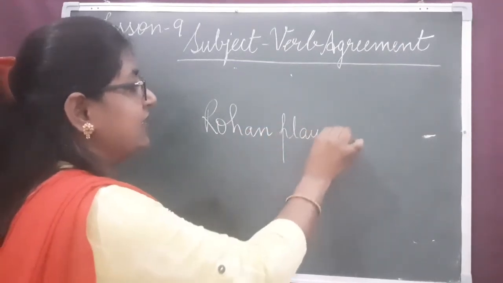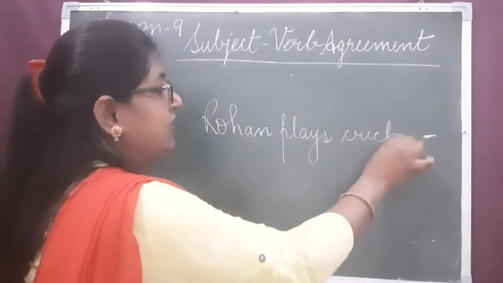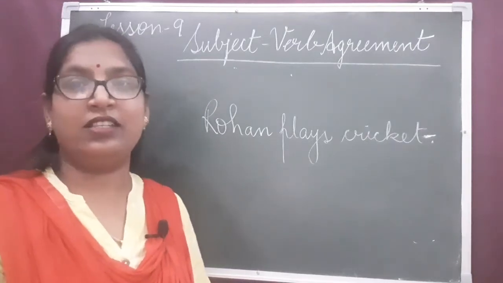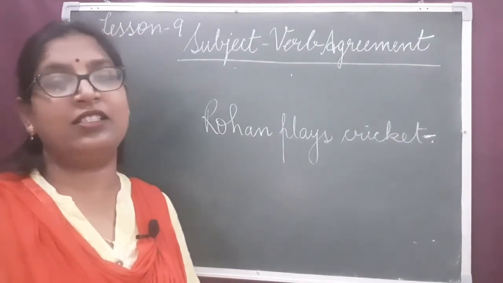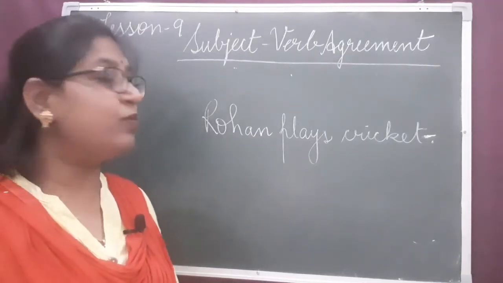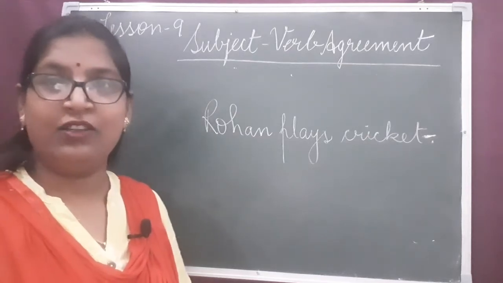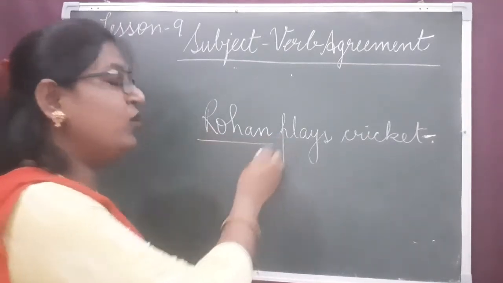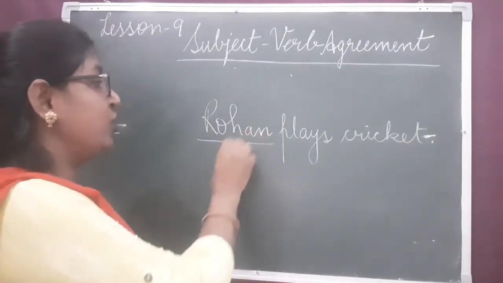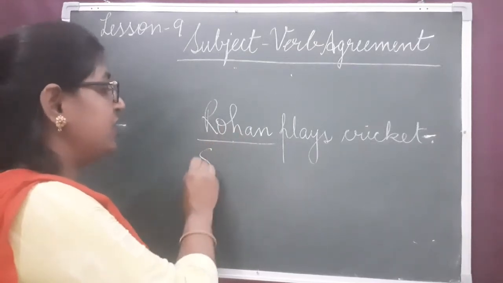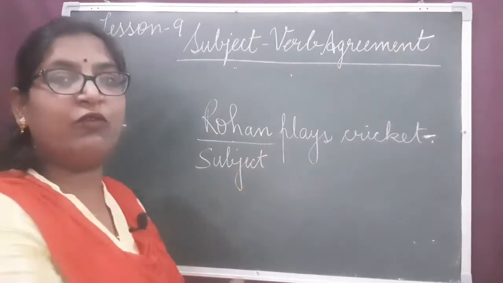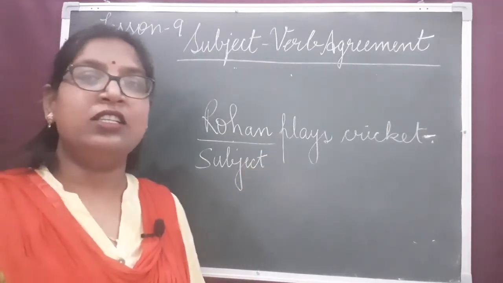Rohan plays cricket. What is the subject in this sentence? We should know how to find out the subject in a sentence. We ask a question: who plays? Who is performing the action of playing? We get the answer Rohan. Rohan is performing the action of playing. So we say Rohan is the subject. About Rohan we are talking in this sentence.